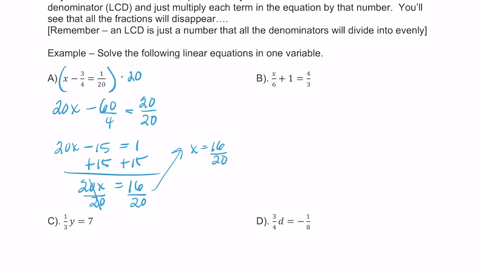That is not simplified though, so I want to reduce it. I know that 4 goes into 16 and 20. That would be what's called the greatest common factor. So I'm going to divide 16 and 20 by 4. 16 divided by 4 is 4, and 20 divided by 4 is 5. So you get 4/5 for your answer.